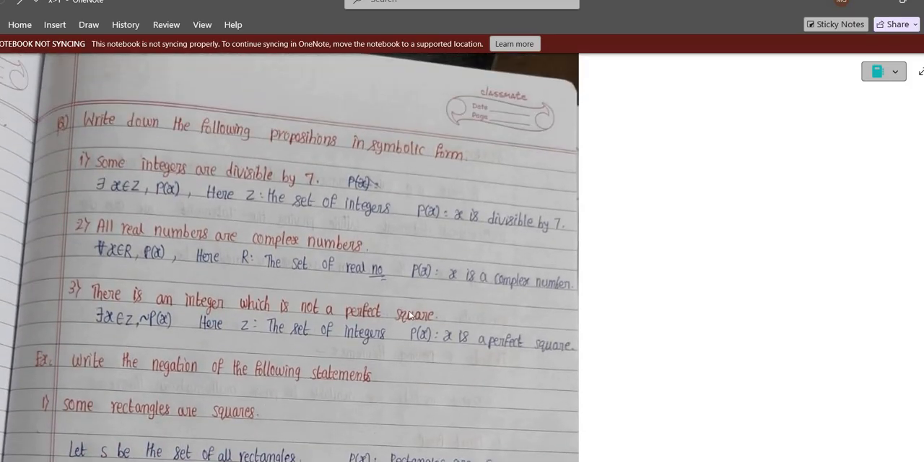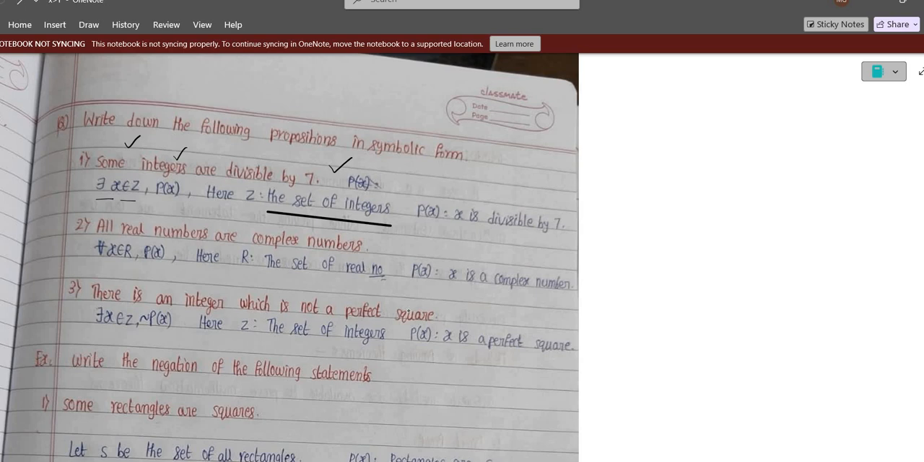Next we move on to next statements. Write down the following propositions in symbolic form. Here only we want to write symbolic form. No need to convert the given statement, no need to write negation of given statement. Observe the first question. Some integers are divisible by 7. Some indicates there exists. Integers is there. That's why x belongs to Z. Are divisible by 7. So Z is set of integers. So P of x is x divisible by 7.